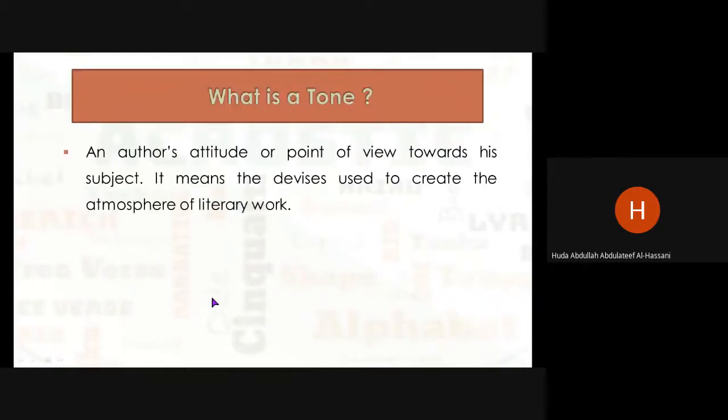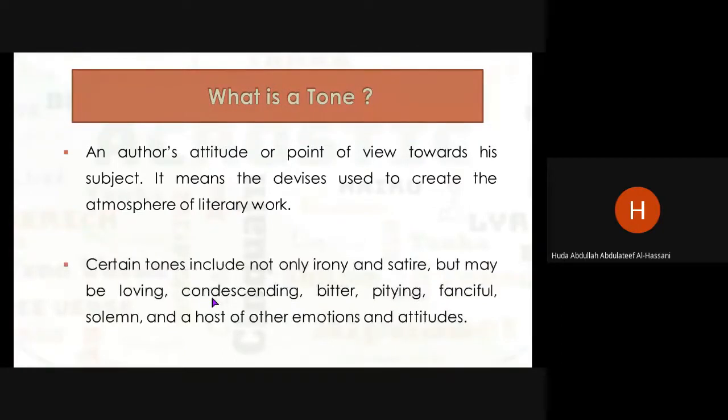What is a tone? It is an author's attitude or point of view towards his subject. It means the devices used to create the atmosphere of a literary work. Certain tones include not only irony and satire, but maybe loving, condescending, bitter, pitying, merciful, solemn, and a host of other emotions and attitudes. My tone sometimes will be humorous. This means that I will make fun of something or someone.